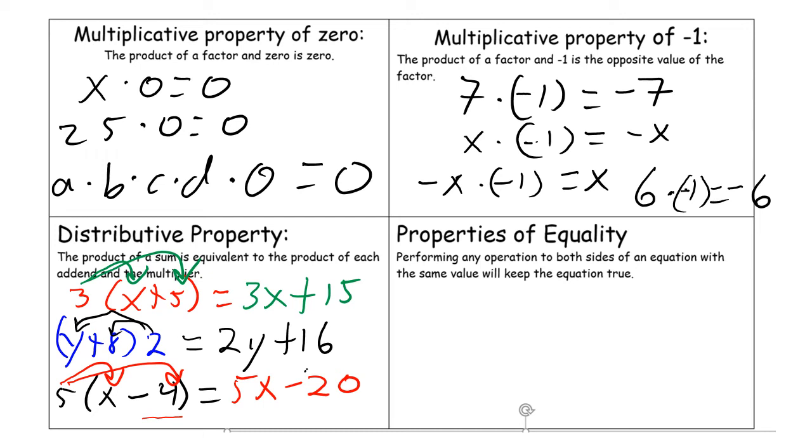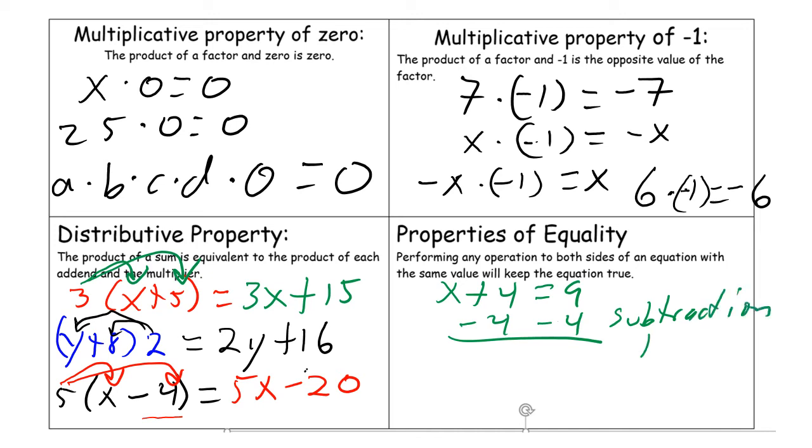Okay, properties of equality. We're going to use these to solve equations. Let's say I had x plus 4 equals 9. I need to isolate the variable, so I'm going to subtract 4 from both sides. That's called the subtraction property of equality. The 4's cancel out, and I get x equals 5. Okay, so we also have the addition property of equality.